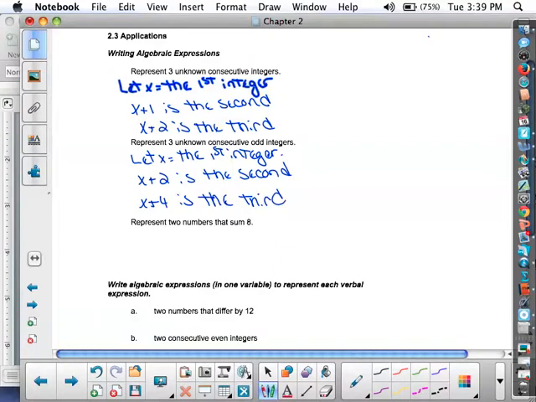Okay. Another important one is when you are asked to represent two numbers that sum to 8. And we want to do this in terms of only one variable, so we don't want to say we have an x and a y, we just have x. So to do that, you have x is one of the numbers, then 8 minus x is the other number. So you want to think of that in terms of x and 8 minus x.